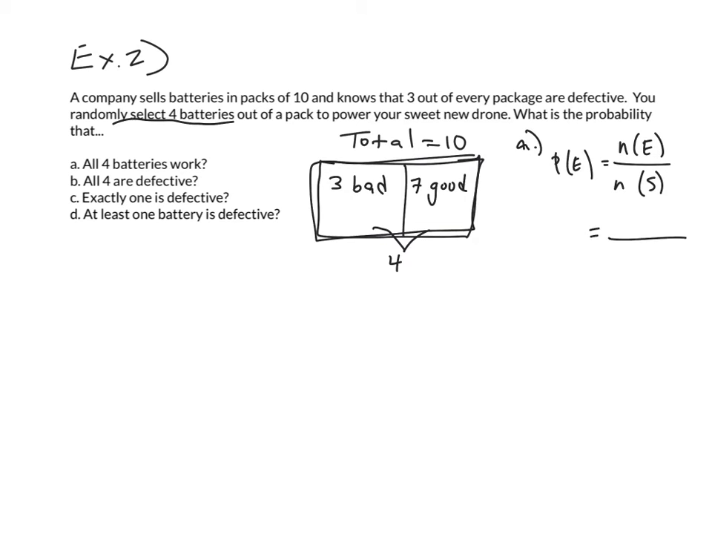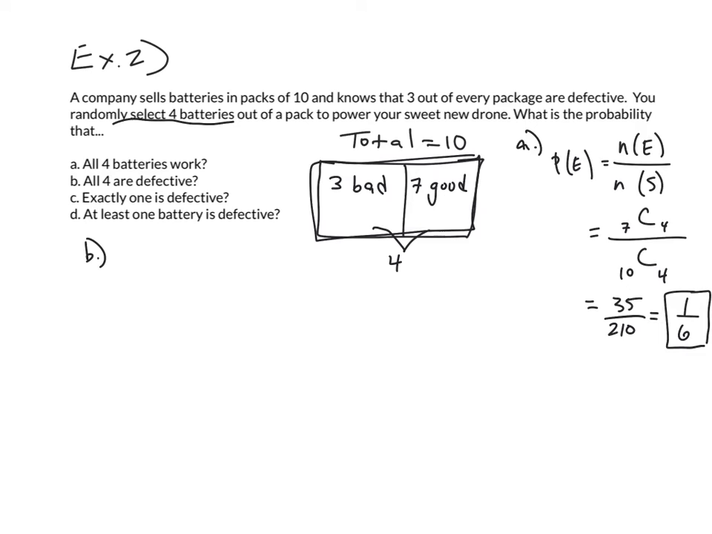I'm going to start by thinking about that denominator again. The total number of ways to pick 4 batteries in this case is out of the package of 10, choose 4. The number of ways to pick 4 good batteries is some combination out of the 7 good batteries, choose 4. So this is our setup for part A. You can pop this in your calculator and you can simplify. It ends up being 35 over 210, which simplifies to 1/6. So we have a 1/6 chance that all 4 batteries are good.